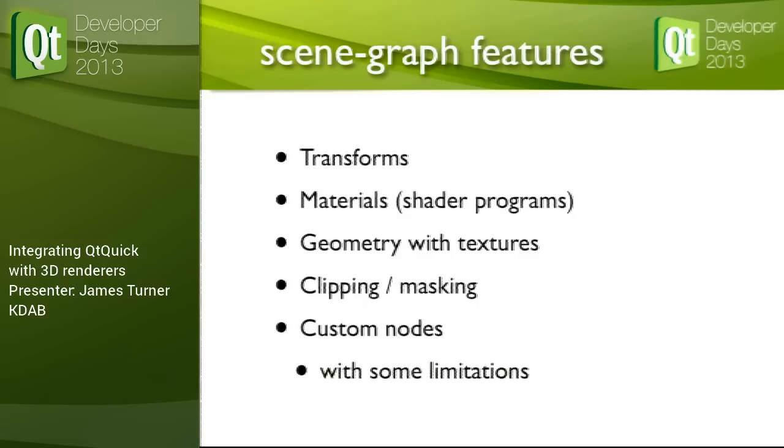You can have geometry, which has textures. Geometry really here means collections of triangles, because this is OpenGL we're talking about. Often it's just a rectangle, so 2 triangles, but it could be arbitrary splines and paths. There's support for clipping and masking, so mask out areas of images, either regular rectangular shapes or more complex shapes. And there's support for custom nodes, with some limitations we're going to come back to. But this is a much simpler list. This is basically it, compared to all the different QtQuick item subclasses that exist and can be assembled.